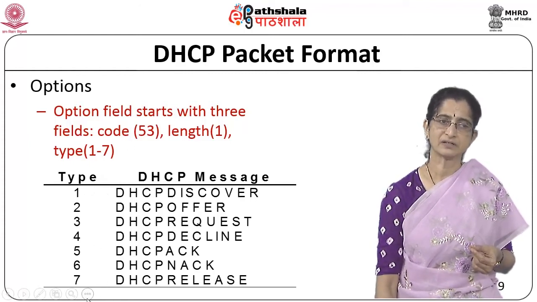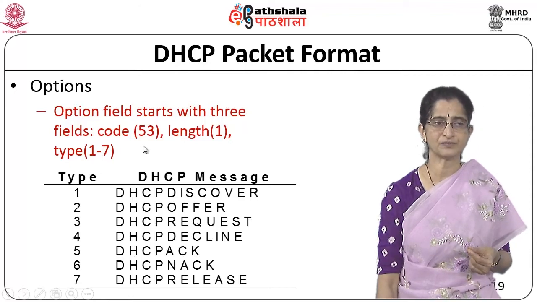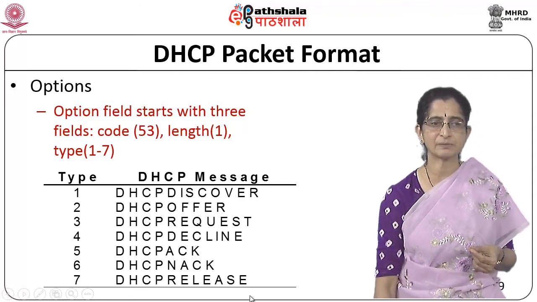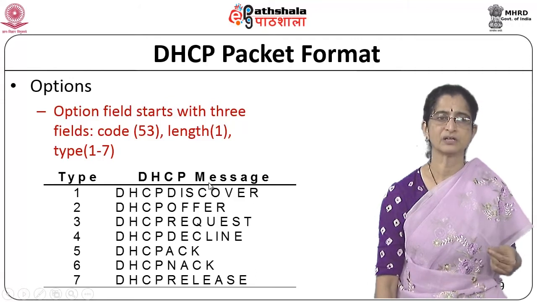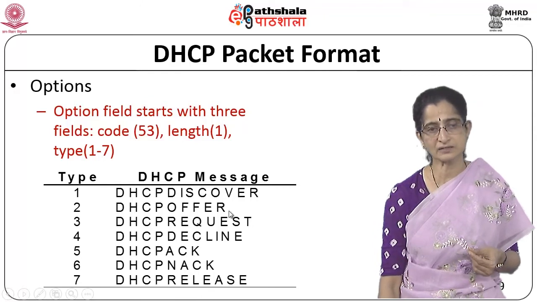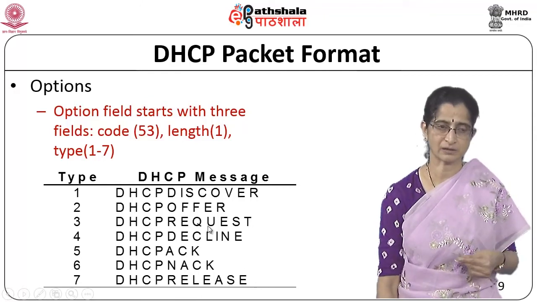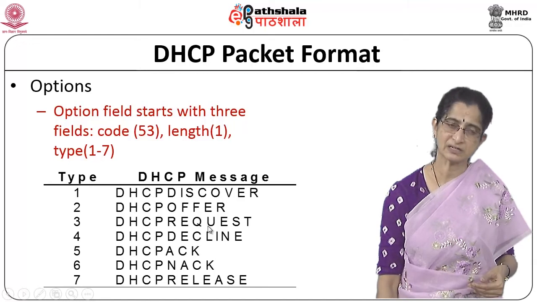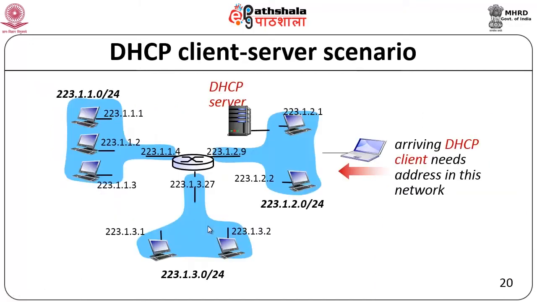1 to 7, with a code value of 53, that is used for specifying the different types of DHCP messages that we just saw, the ones like DHCP discover, offer, request, decline, ACK, NACK, and release. These are the different messages that can be exchanged between the DHCP client and the server. So when a new machine joins, we take a look at an example to understand exactly what is happening.